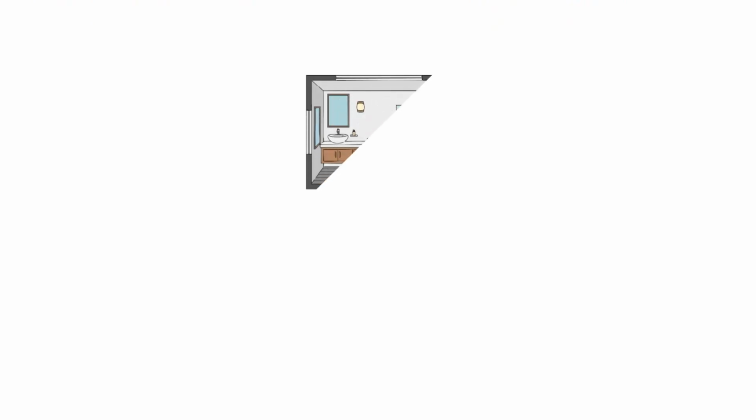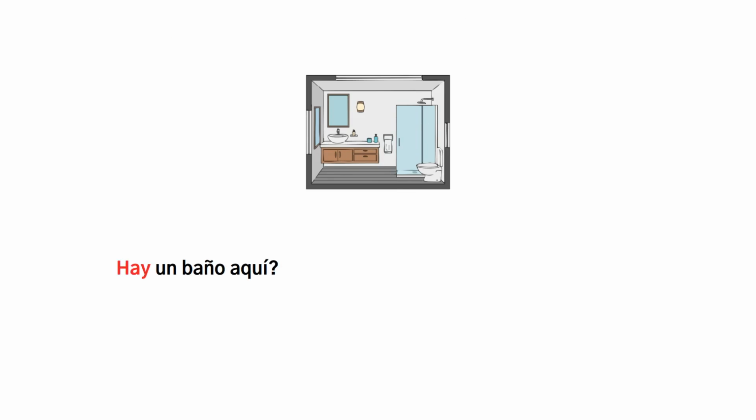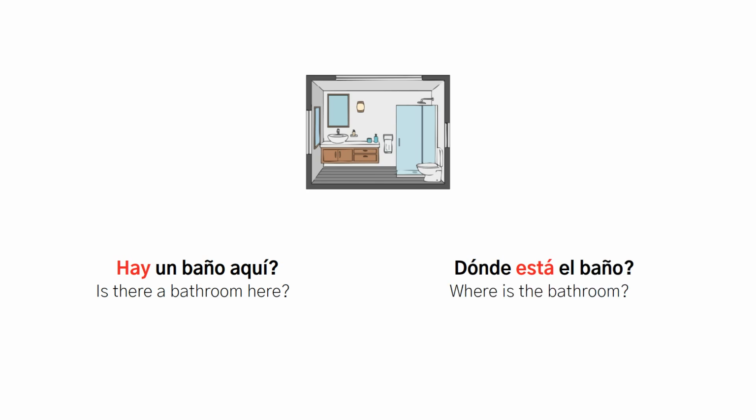There is a question format that makes this distinction very clear. ¿Hay un baño aquí? Is there a bathroom here? You're in an unfamiliar place, hoping a bathroom exists. ¿Dónde está el baño? Where is the bathroom? You assume one exists and need directions to it. Spanish speakers would never confuse these. They're asking fundamentally different things.